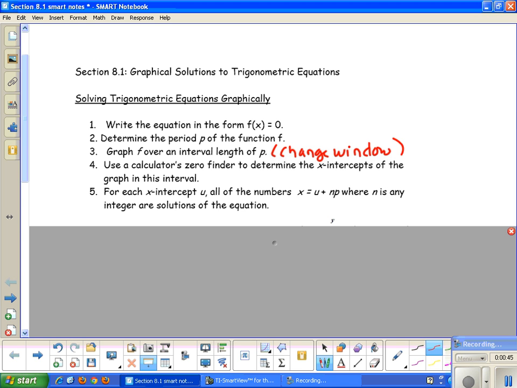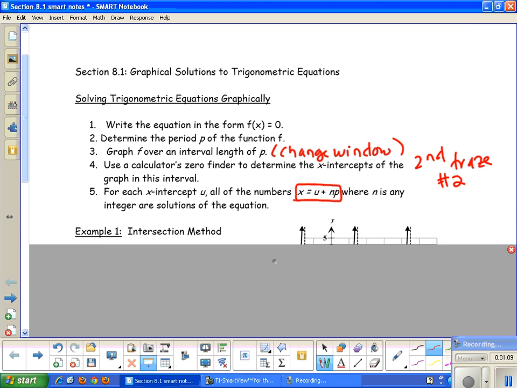So remember, in order to do that, you hit second trace. And then, of course, number 2 is the zeros. And then for each x-intercept, which we're calling u in this case, all of the numbers equal to x equals u plus np, where of course n is any integer, are the solutions of the equation, and p is the period of the function.